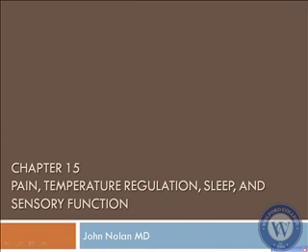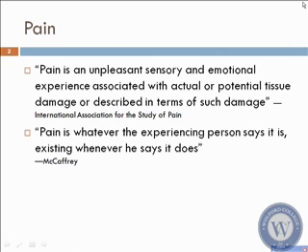Next chapter is going to cover pain, temperature regulation, sleep, and sensory functions. Okay, the first part of this discussion is going to be on pain. And pain basically is any unpleasant sensory and emotional experience associated with actual or potential tissue damage or described in terms of such damage. Pain is whatever the experiencing person says it is, existing whenever he says it does. Okay? Which is really kind of an important thing.